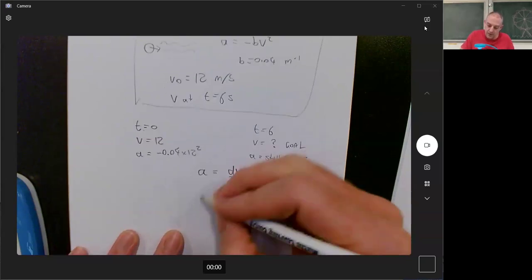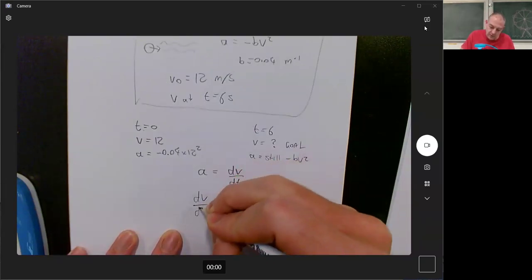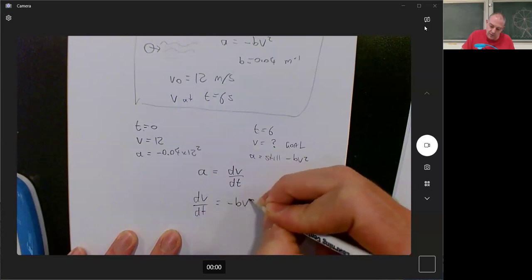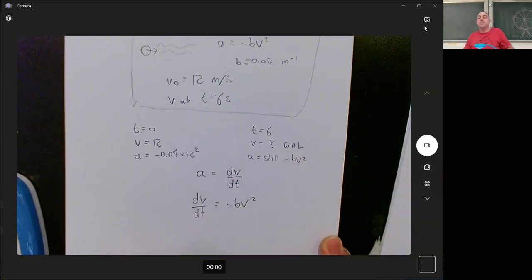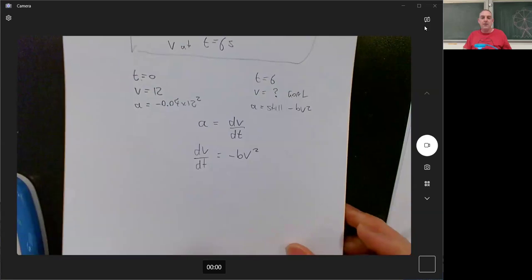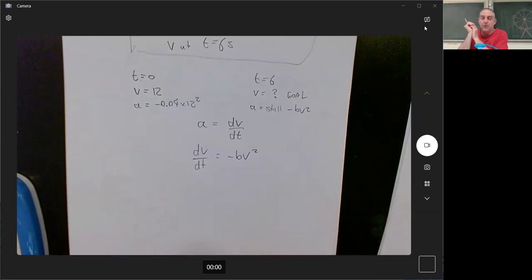So I am now going to say that dv on dt is minus b v squared. And now I have an equation that involves both velocity and time. It's a differential equation, but that's good enough. And so now we are going to come to the part that physicists feel a lot more comfortable with than mathematicians, but mathematicians are okay with it.